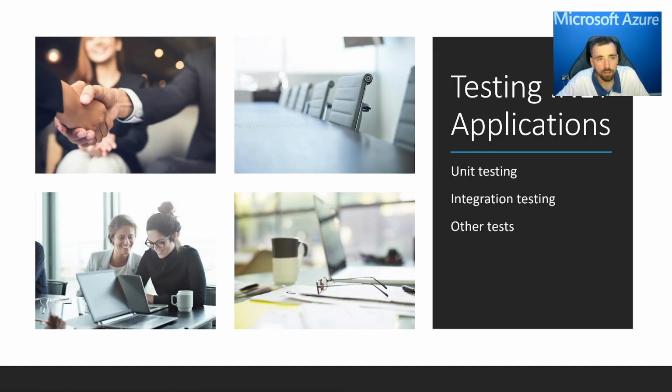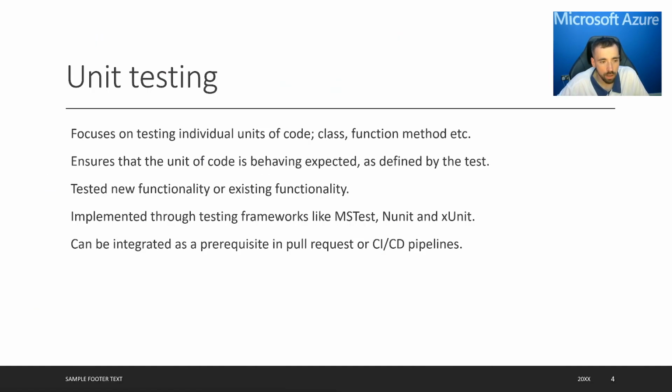So in this video, I'm going to be giving a brief overview of testing of .NET applications. This video is going to be mainly focused on unit testing and integration testing as two key types of testing. But I'm also going to give a brief summary into some of the other types of tests that we see for .NET applications. So let's start by looking at unit testing.